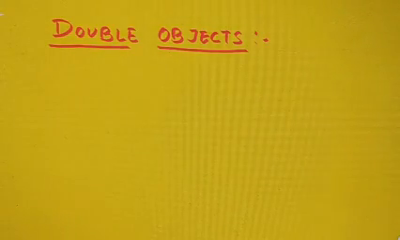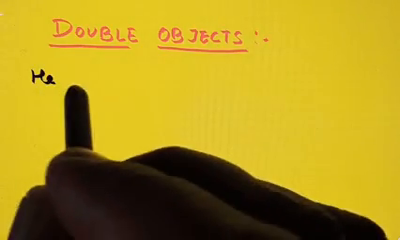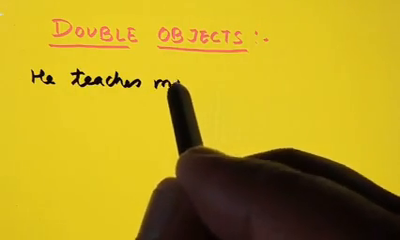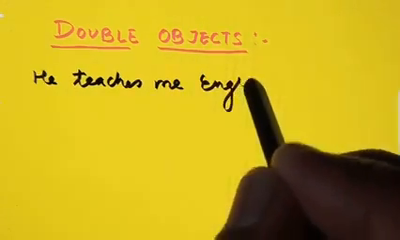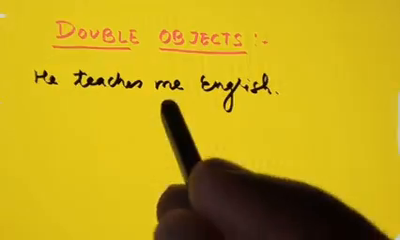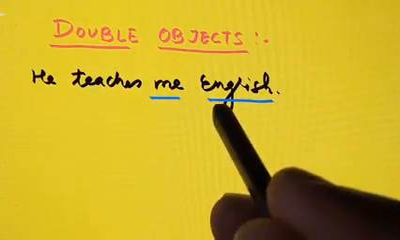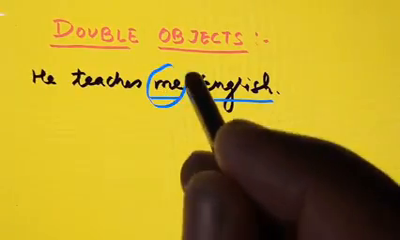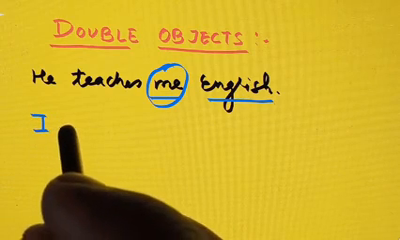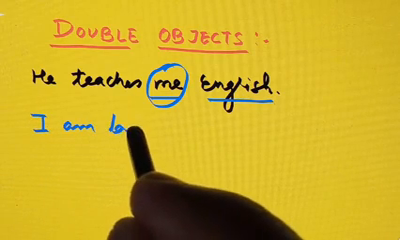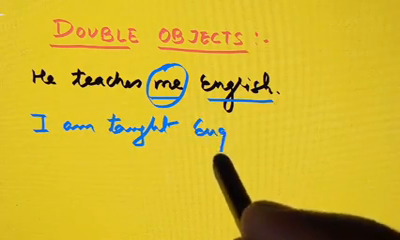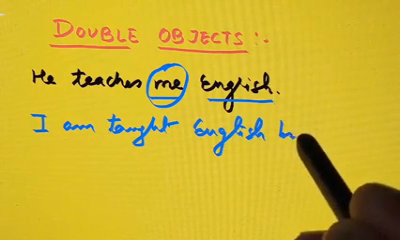For example, he teaches me English. We can make the passive of these sentences in two ways. First, taking "me" in the beginning, it will become: I am taught English by him.